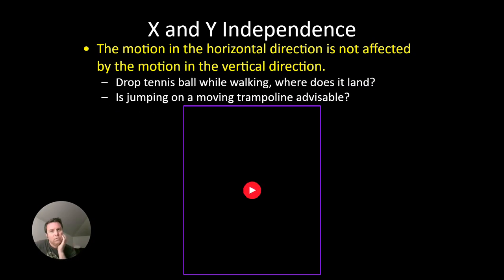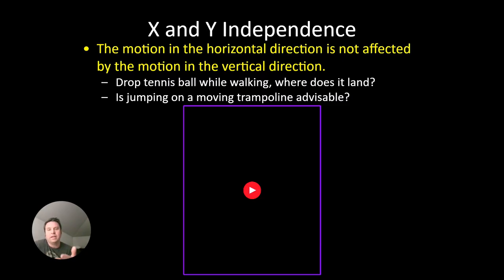All right, so XY independence. I hinted at this. I said this at the beginning, but I didn't really explain why. It turns out horizontal motion is going to be independent of the vertical motion. They are two different things, right? Gravity can't affect the horizontal. So the horizontal motion is not going to be affected by the fall.